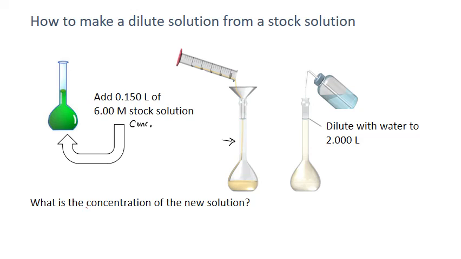You're being asked, what is the concentration? That should be a trigger for you at this point. In order to calculate concentration, you need two different values. Value 1 would be moles, and value number 2 would be volume in liters. Since we know the volume and concentration of the original solution, the number of moles can be calculated. 0.150 liters times the 6.00 moles per 1 liter.